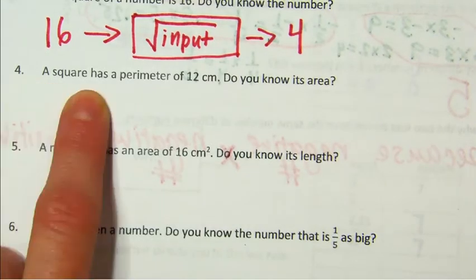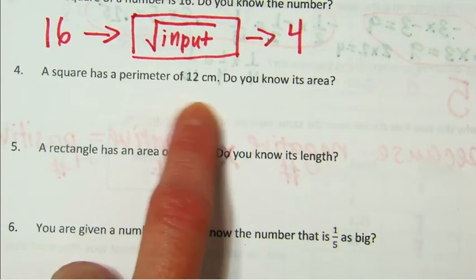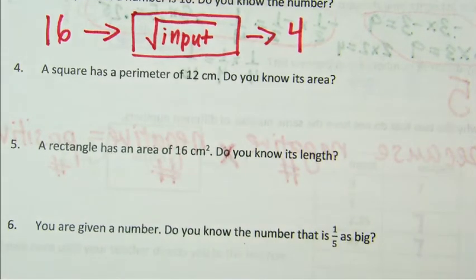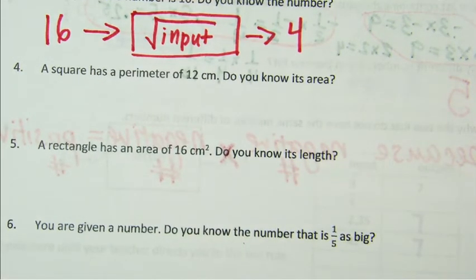A square has a perimeter of 12 centimeters. Do you know the area? So if you are given the information that you have a square, and you're given the perimeter, could you figure out what the area was of that shape? Okay, so that's what we're trying to see here. Can we come up with a rule to figure out the area if we know the perimeter?